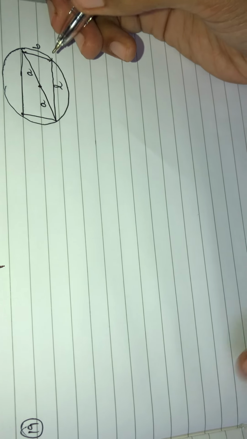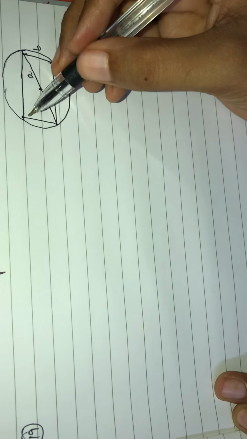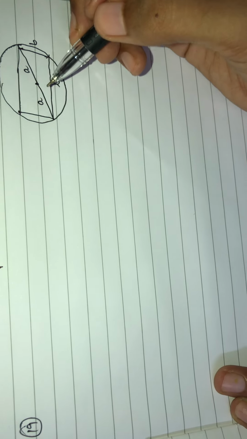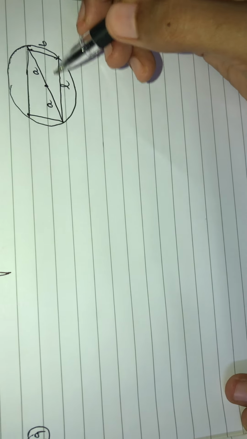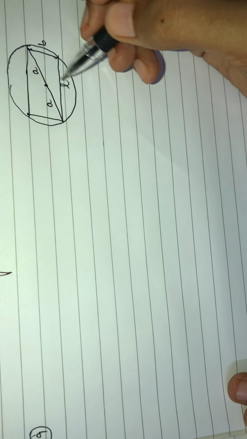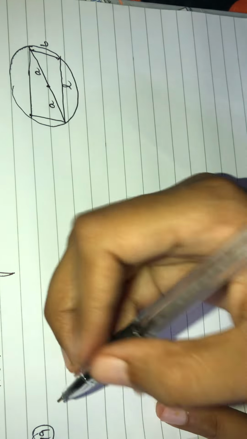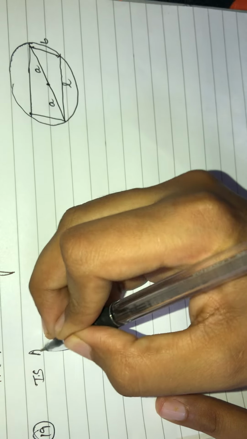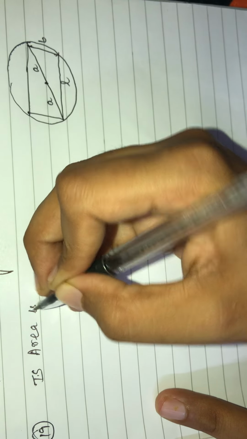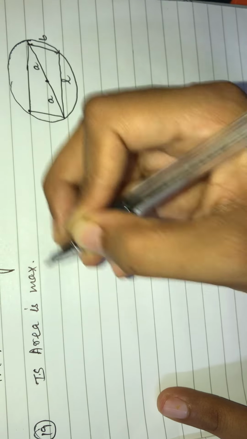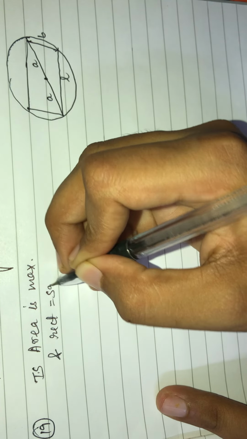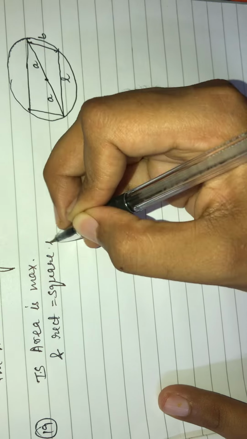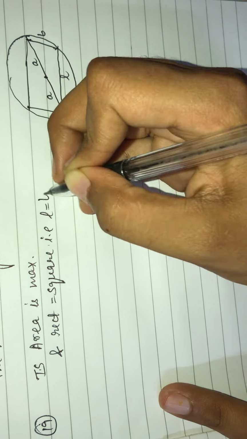Now what you need to do? You need to prove that this rectangle will have the maximum area and this rectangle is a square. That means you need to prove that length is equivalent to breadth. So to show the area of the rectangle is maximum and the rectangle is equivalent to a square, the length should be equivalent to the breadth.